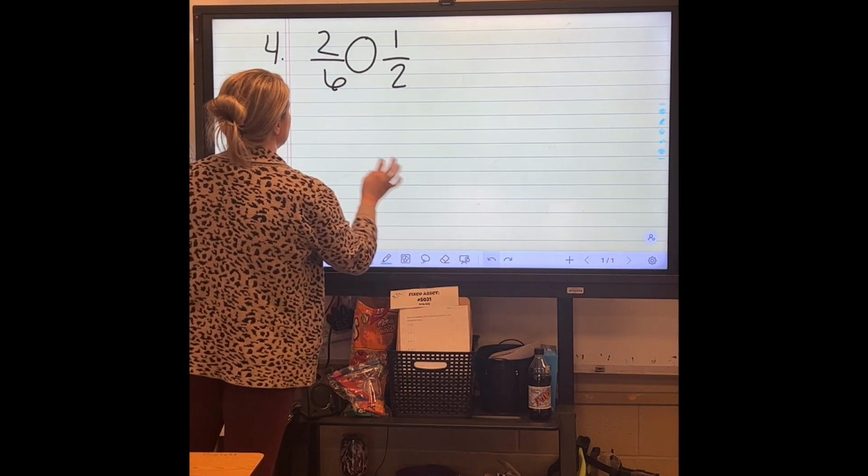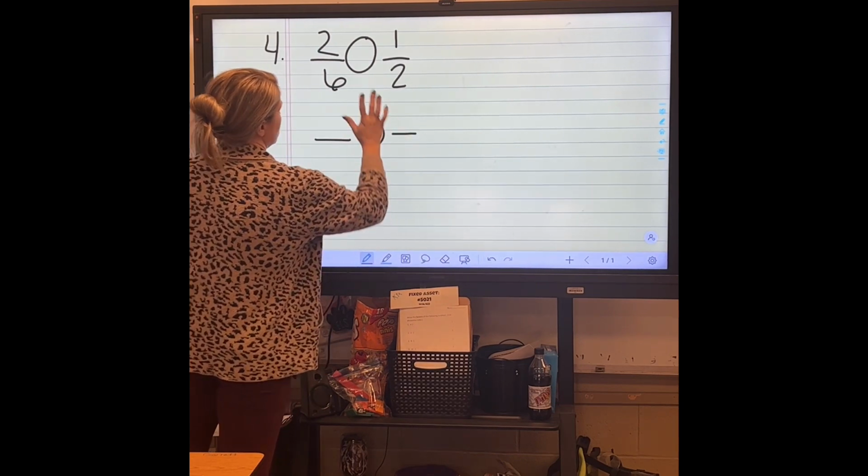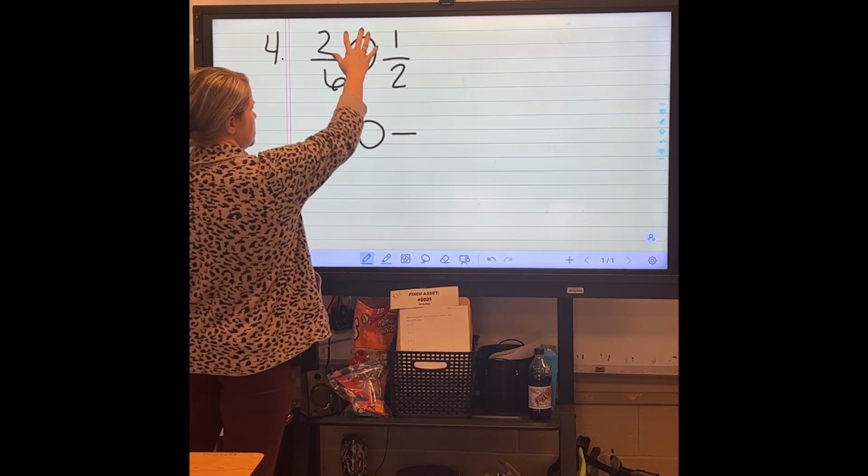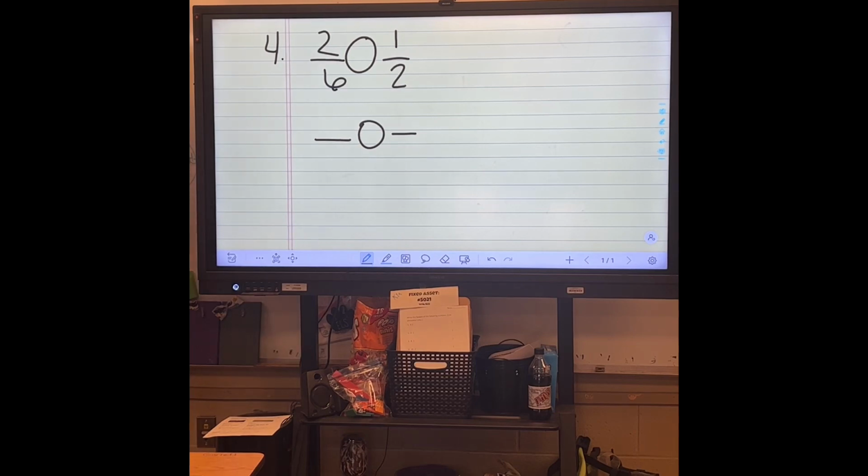Draw your fraction bars and your circle right below it. Give yourself some room to write. This is what I'm going to set up to work this out. There's a unit fraction. Good. There is a unit fraction.